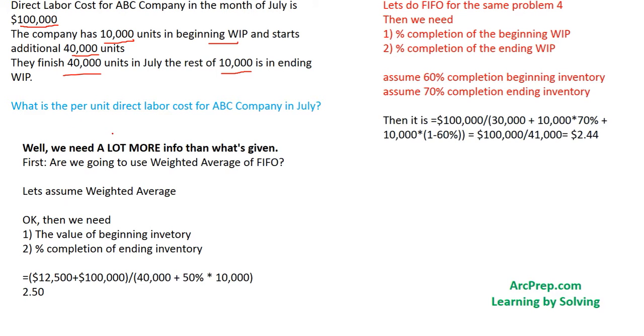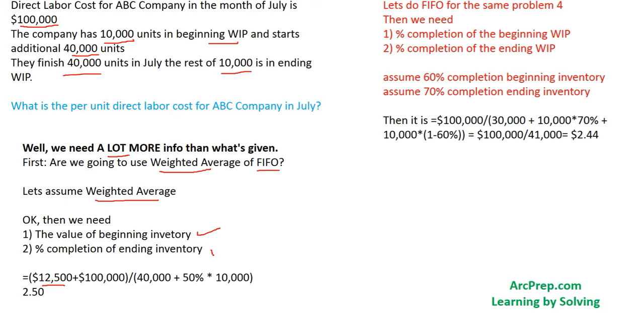In order to be able to solve this problem, I need a lot more information. The first question is, am I going to solve it under weighted average or FIFO? Let's start with weighted average. So we have the value of beginning inventory. We need that, and let's assume that is 12,500.